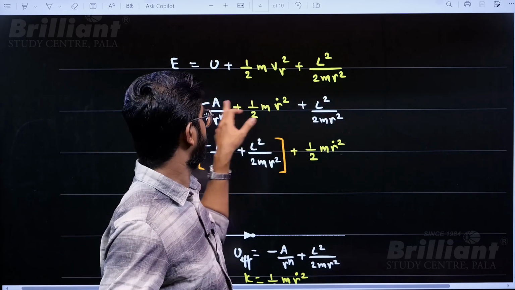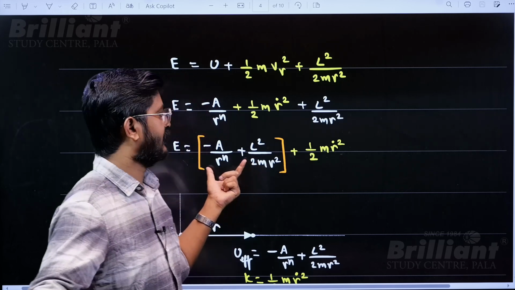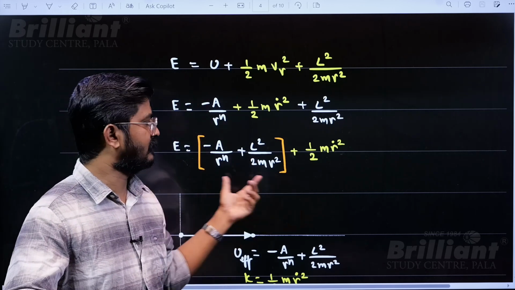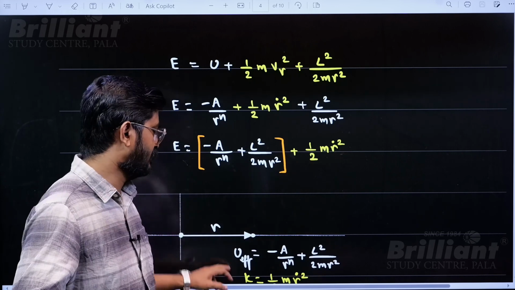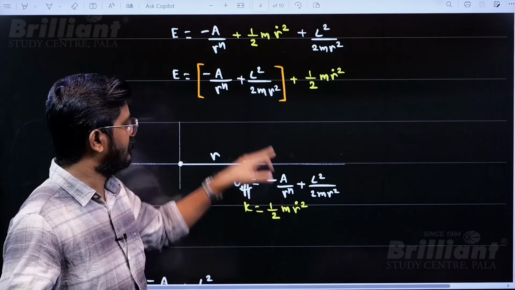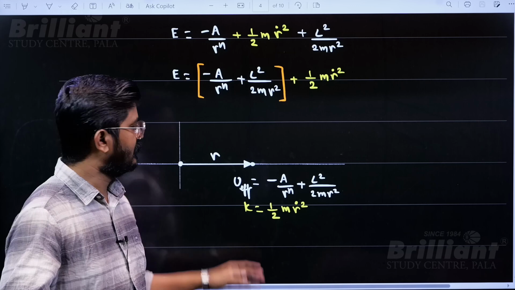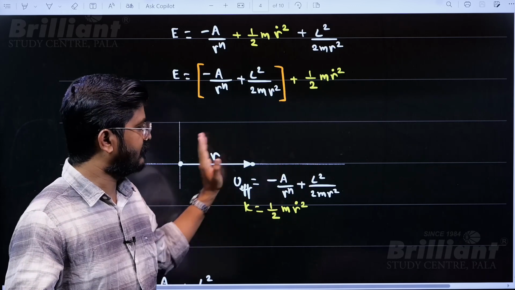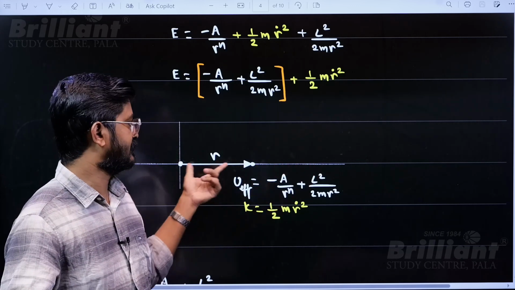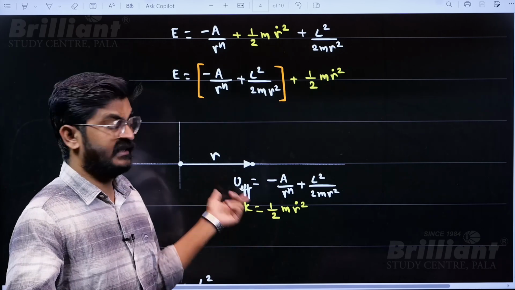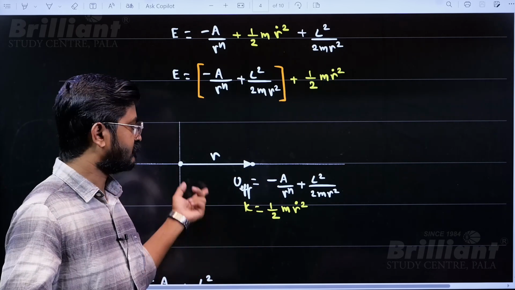Now I will be grouping these 2 terms together and I will be calling this some kind of new potential energy for the one dimension problem, and this is kinetic energy for the one dimension problem. Now you can see this motion looks like a particle moving along one axis where the distance is r. Now we need to see where it is in equilibrium, which is stable equilibrium.